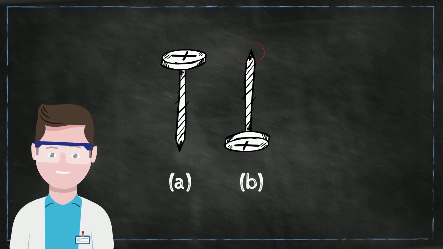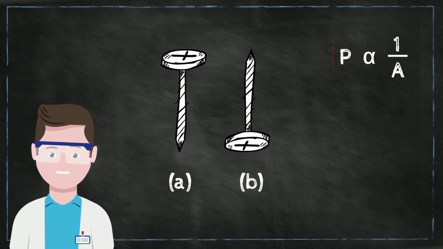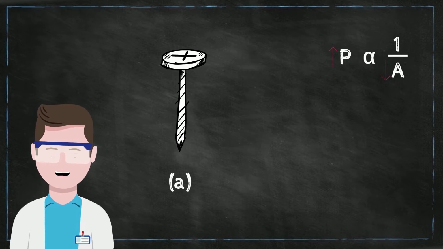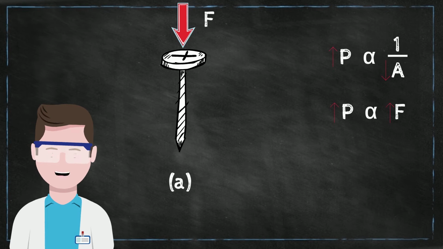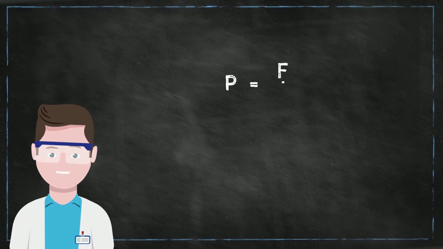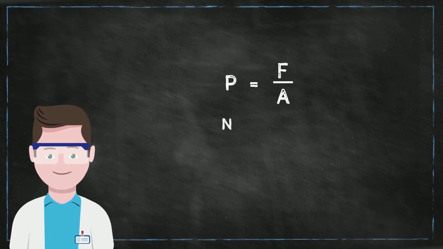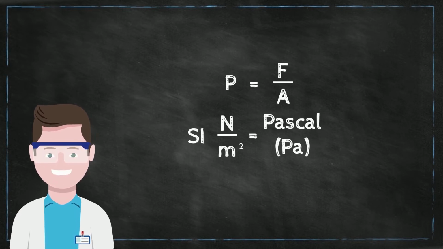In B, we have a smaller area than in A, so we can conclude that the pressure is inversely proportional to the area, that is, the smaller the area, the higher the pressure, and vice versa. Obviously, the pressure will also be dependent on the applied force. The greater the force, the greater the resulting pressure. With these concepts in mind, we can define pressure as the amount of force exerted per area. This definition also means that the units of pressure are newtons per square meter, in the International System, which is also called pascals, or abbreviated as Pa.